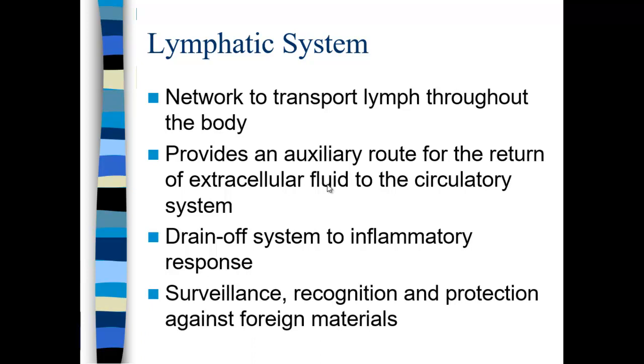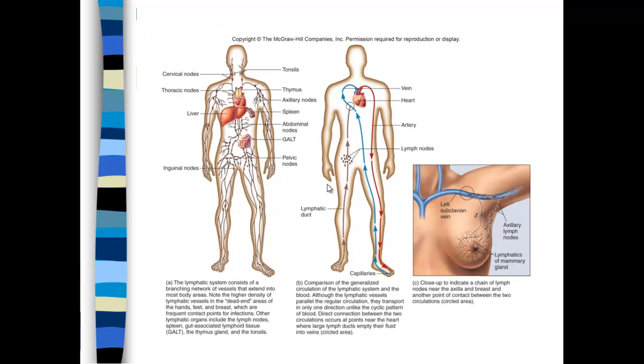Okay, and the lymphatic system is home to white blood cells, and these are used for surveillance, recognition, and protection against foreign materials. Okay, and so when you look at the lymphatic system over here, there are a lot of different portions of the lymphatic system. The lymphatic system is unidirectional, and the circulatory system over here is bidirectional. Okay, so there's bidirectional flow to and from the heart and the lungs, and there is attachment with the lymphatic system.